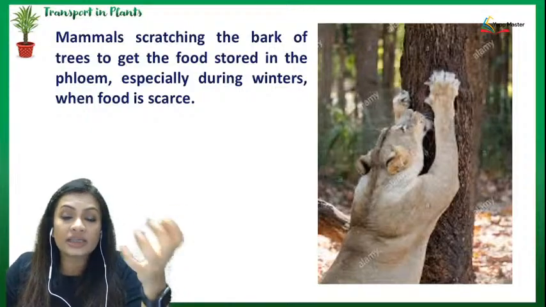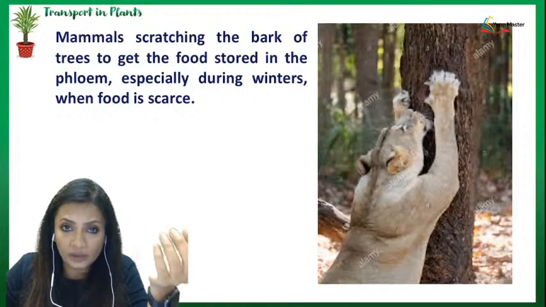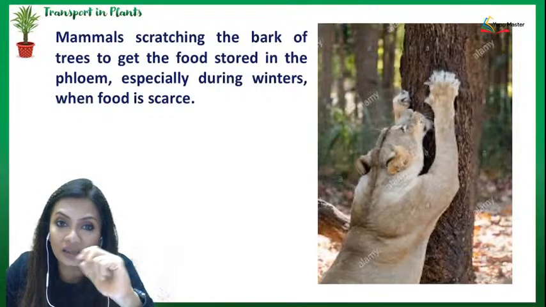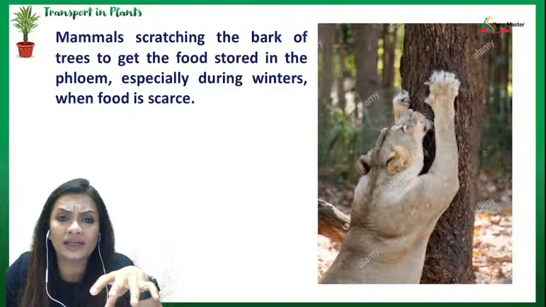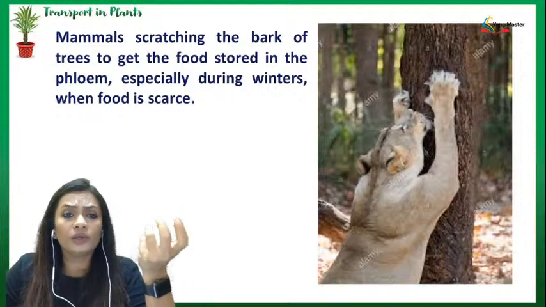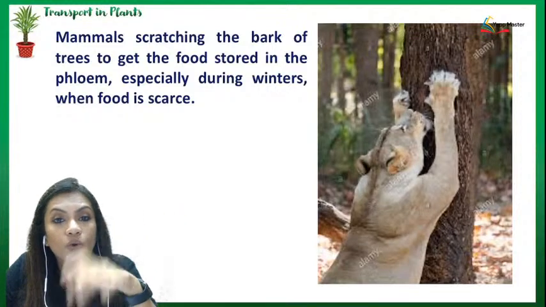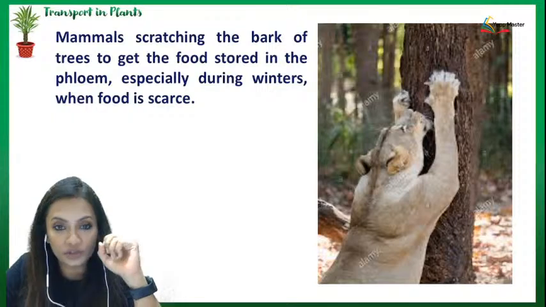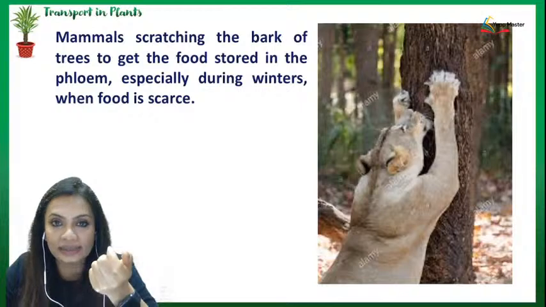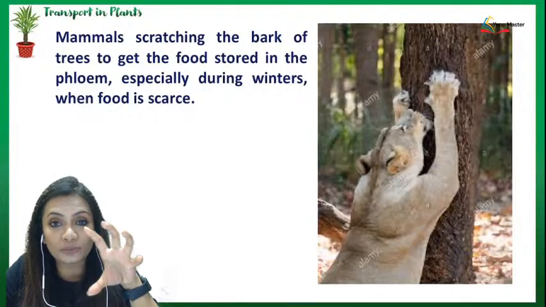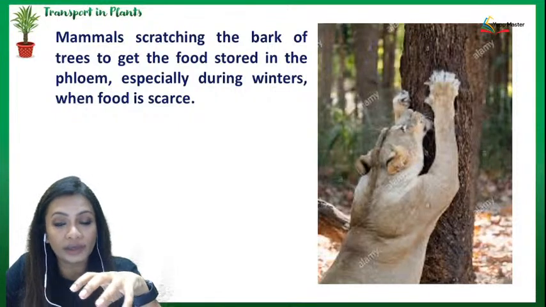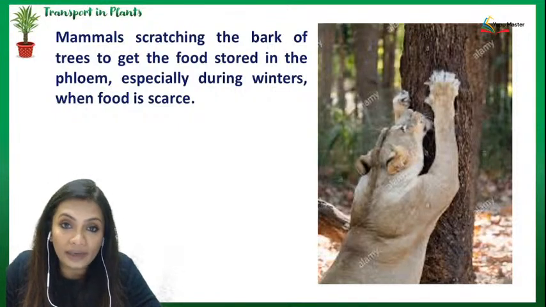During seasons which are very cold, like the winter seasons, these animals look for food everywhere because there is a scarcity of food. Many of the other animals which they would ideally hunt and eat go down for hibernation. So what do these mammals do at this time? They start scratching the bark of the tree, and they are going to naturally find food inside, because by scratching they manage to reach all the way up to the level of the phloem.